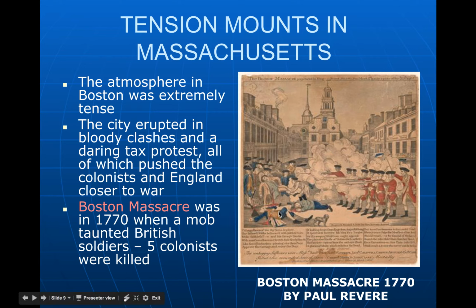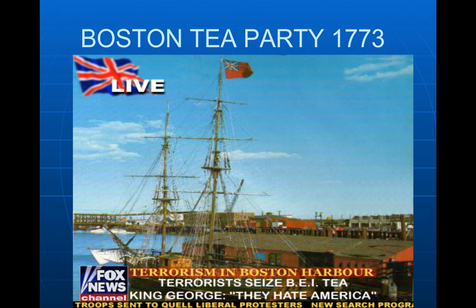You can see that this was published and printed so that all the colonists could see. It was called the Boston Massacre, and it was used as propaganda to get colonists to resist or rebel against the British Empire. So again, the Boston Massacre could be considered a cause leading to the Revolutionary War.